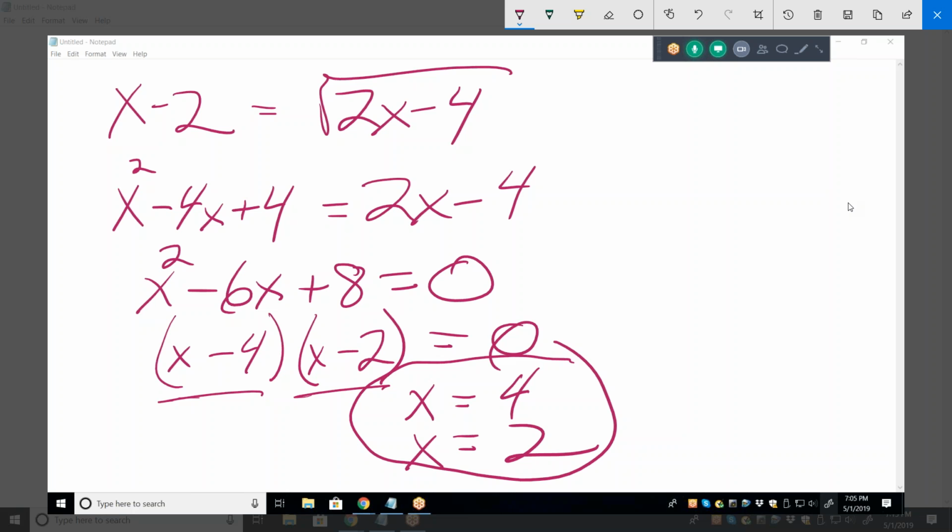Well, 4 minus 2 is 2, and that is then equal to the square root of 8 minus 4, which is 4. Oh, yeah, it does work. It does work, okay. So that one works. Does 2 work?